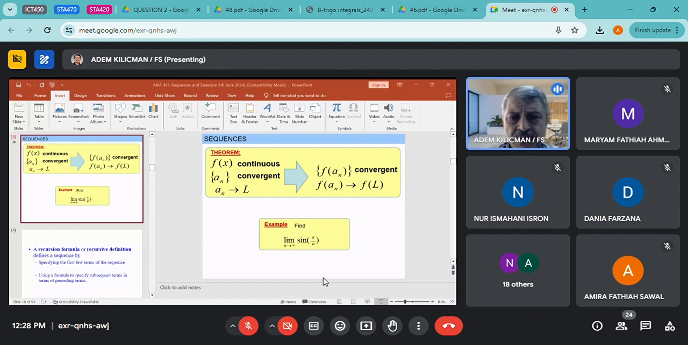So this kind of sequence is called recursive sequences. The AN is not given like the 1 over n or n over n plus 1 or sine pi over n or others. So AN is given in terms of previous terms, or previous term in here particularly.